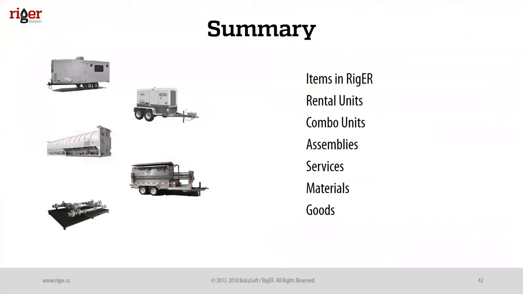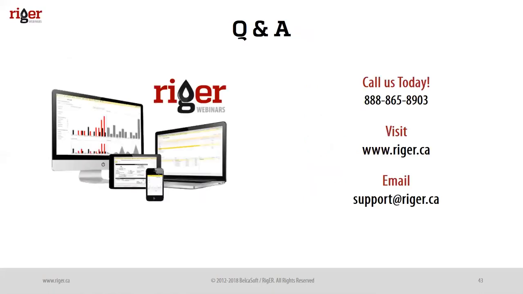So the items in RigER, there are lots of different ways how you track all the rental units, services, consumables, combo units, assemblies, and parts. And all the time we're facing the situation when we need to add something to our tracking system. And we're glad to hear from you your questions, suggestions, and comments on how we can make RigER better.